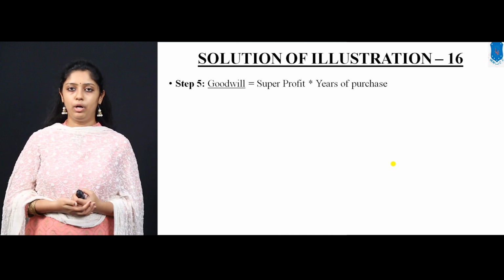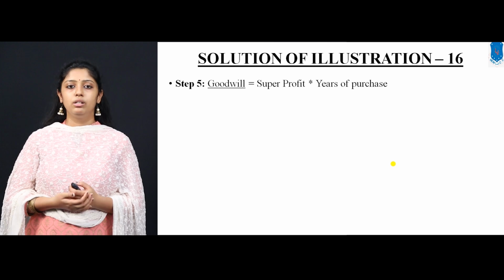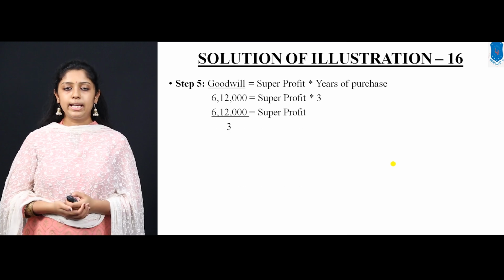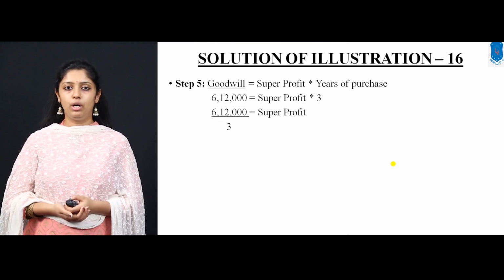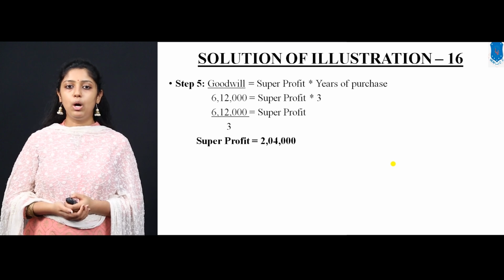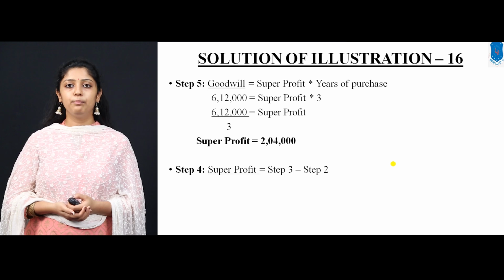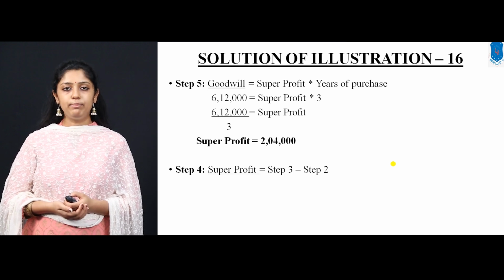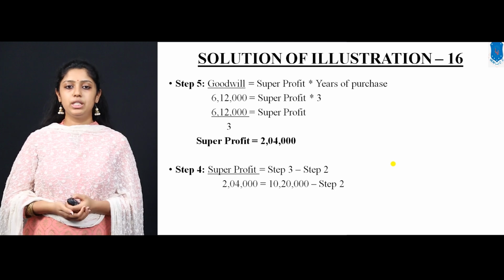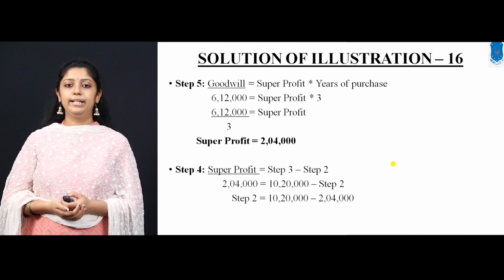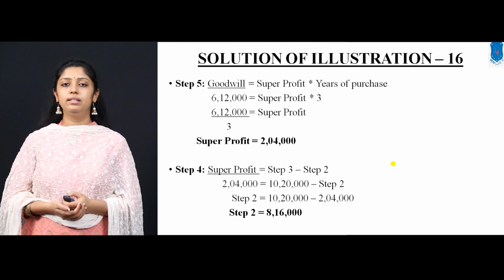So goodwill is equal to super profit into years of purchase. So 6 lakh 12,000 is equal to super profit into 3. 6 lakh 12,000 divided by 3 is equal to super profit. So super profit, step number 4, amounted to rupees 2 lakh 4,000. Next step is to find out the amount of super profit, which we have calculated in the previous step. So super profit is equal to step 3 minus step 2. 2 lakh 4,000 is equal to 10 lakh 20,000 minus step 2. So step 2 is equal to 10 lakh 20,000 minus 2 lakh 4,000, which will give us rupees 8 lakh 16,000.